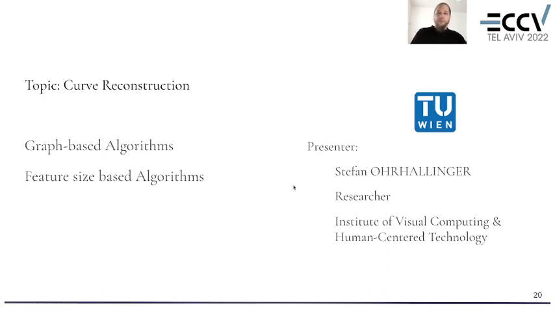Part 2 is about curve reconstruction algorithms. First we have graph-based algorithms based on proximity graphs that were presented in the first part, and then feature size-based algorithms which are able to reconstruct from features of arbitrary sizes.